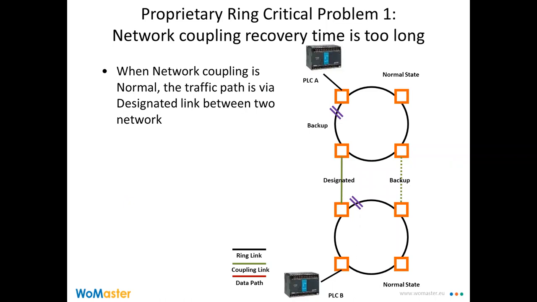It's about the critical problems of the proprietary ring in the industry. Let's take a look at this network topology. In network coupling, there are two rings and we use this connection between them. This is the normal state. The traffic from PLC-A to PLC-B goes through here, to the upper ring, then through the designated port, and then to PLC-B. That's the normal state.